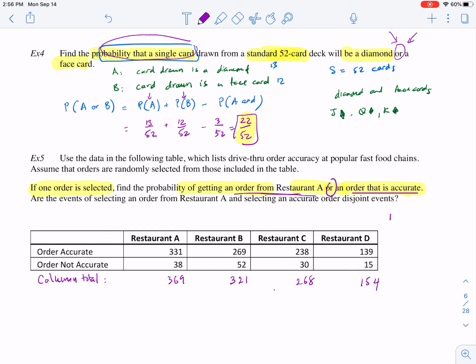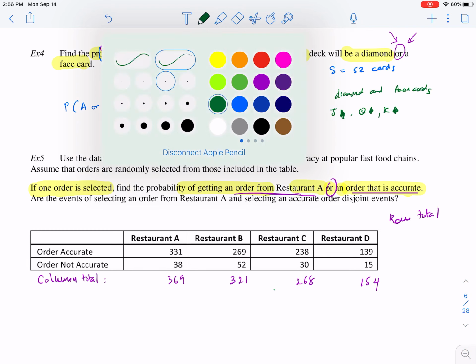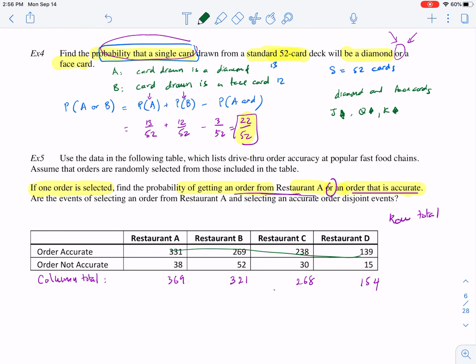Okay, and then now we have the row total. The row total would be adding all these numbers and adding all these numbers. So we got 331 plus 269 plus 238 plus 139, which gives us 977. And the next row, we got 38 plus 52 plus 30 plus 15, and that gives 135.